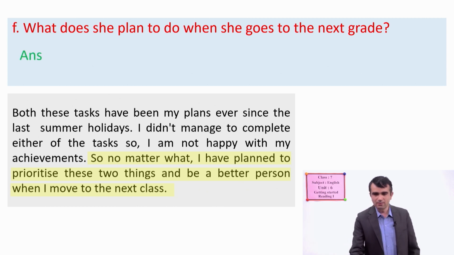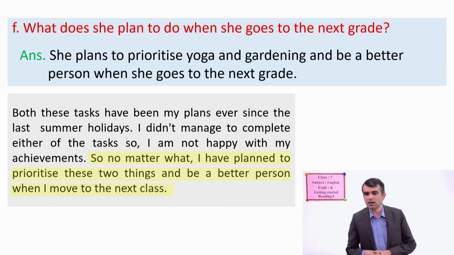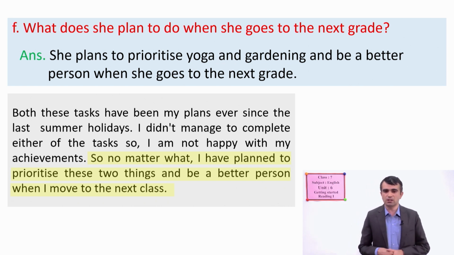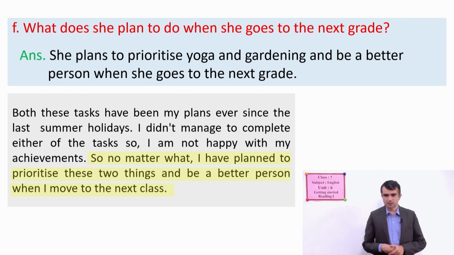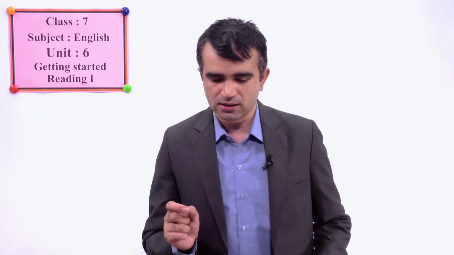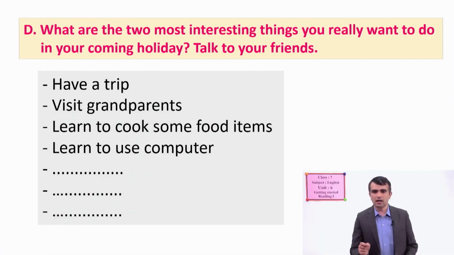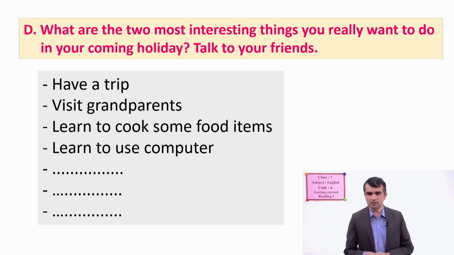Very good. Okay. Now you should answer this way then. She plans to prioritize yoga and gardening and be a better person when she goes to the next grade. All right. Okay. This is the last question. And finally, in your book, activity D is given on the same page, page number 58. Isn't it given? Yes. Now what is given there? What are the 2 most interesting things you really want to do in your coming holiday? Talk to your friends. What are the most interesting things for you?